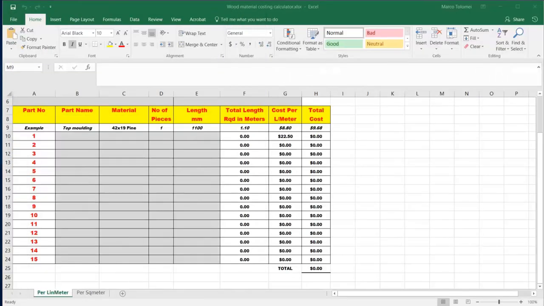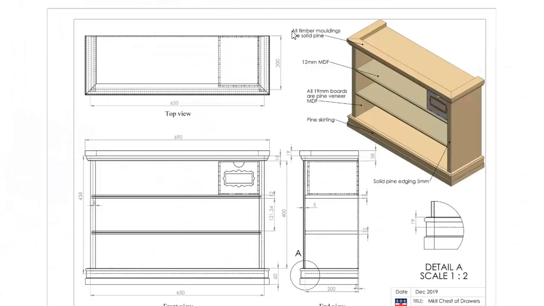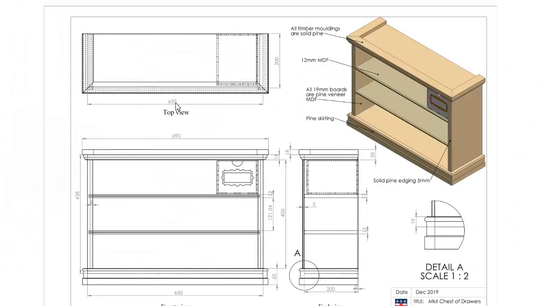So if I go to my per linear metre, I've got top moulding here, there's the example, a bit of 42 by 19. I'm going to need one piece, sometimes I say two pieces depending on if they're matching sides, and an overall length of 1,100 millimetres. And where I've got that from is, if you look at the top moulding there, I've got 650, so 650 for one length plus 200 plus 200, so it's a bit over a metre plus cuts, let's call it 1,100 millimetres.